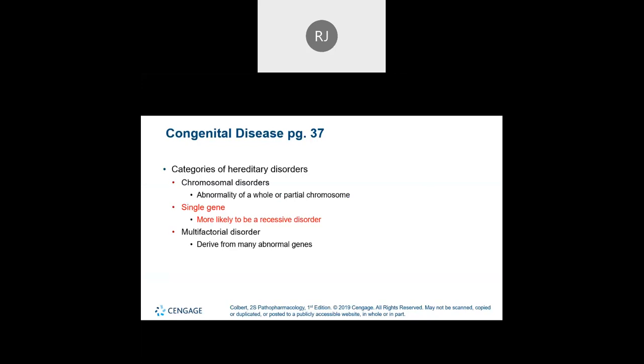On page 37, our text talks about congenital diseases, which are hereditary diseases passed down from your parents. There are 3 types: chromosomal, which is an abnormality of a whole or partial chromosome; a single gene disorder, which is more likely to be a recessive disorder; and a multifactorial disorder derived from many abnormal genes.